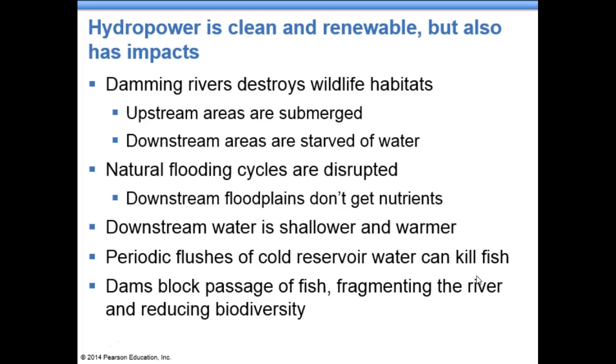They have tried periodic flushes of cold water to release the water from the reservoir, but this causes thermal shocks and habitat alteration, and has diminished or eliminated some of the native fish in many of the dammed waterways. So the dams generally block the passage of fish and other aquatic creatures, and it fragments the river again, and it reduces the biodiversity in those areas. So all of these ecological impacts generally translate into negative social and economic impacts for the local communities.